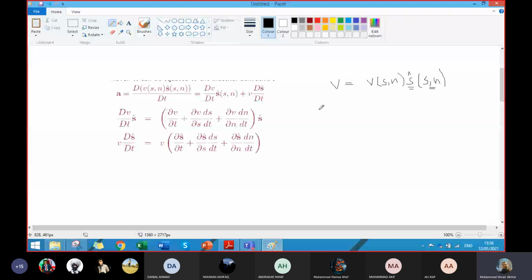Yes, sir. So if we take the total derivative of this velocity, dV by dt, we'll be taking the total derivative of these two components, right? V, which is a function of S and N, and into it the other function, S cap, which is basically the direction of the velocity, and this is again a function of S and N. So which rule will you apply?